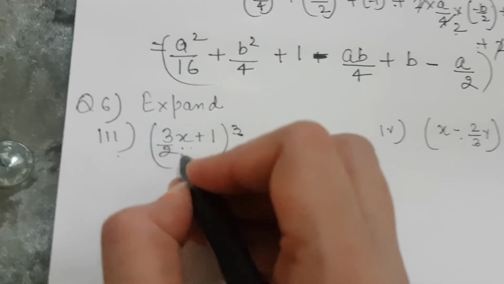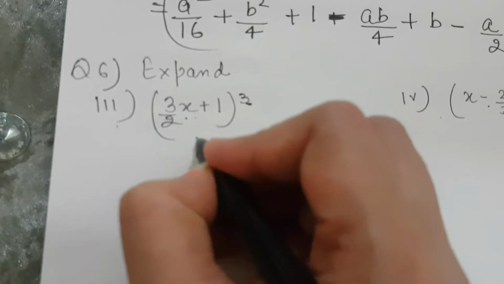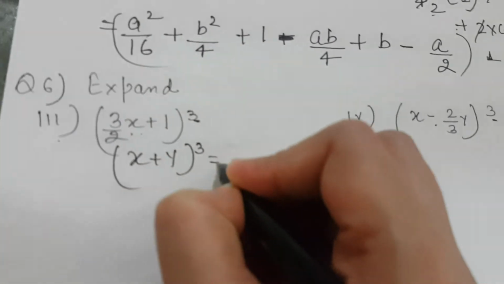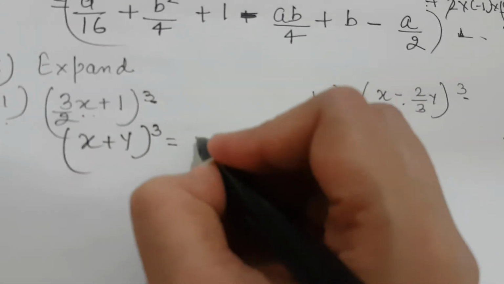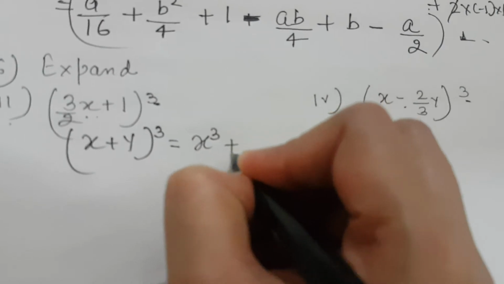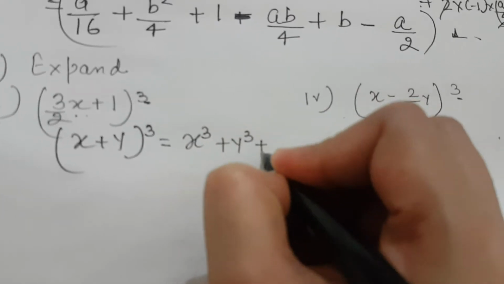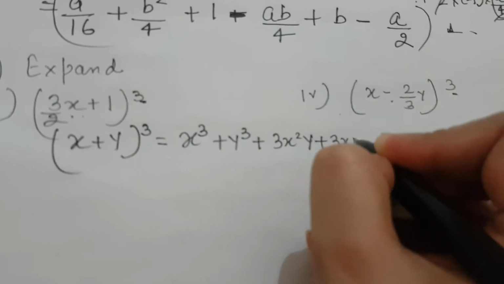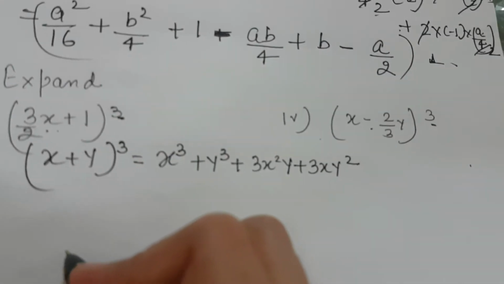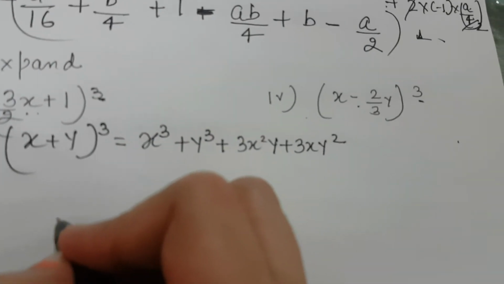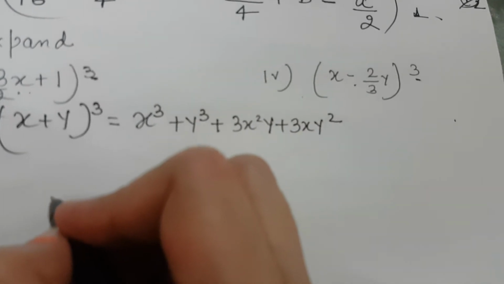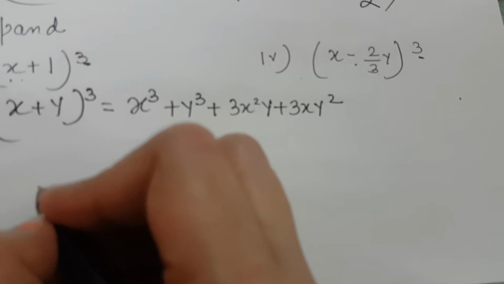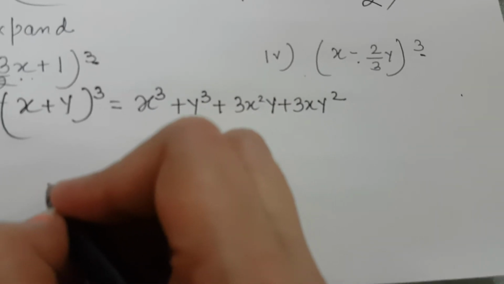So first write the identity. What was the identity? If you remember, (x + y) whole cube was equal to x cube plus y cube plus 3x square y plus 3xy square. It was this, right? I told you that you learn the identities. Again I am repeating, learn all the identities. Fine. So start doing now.